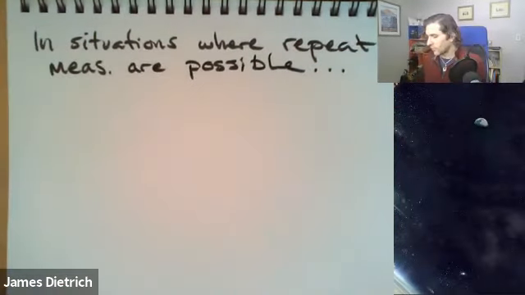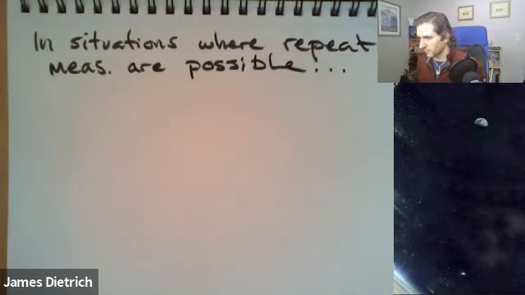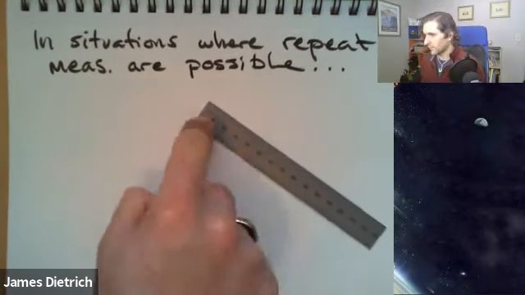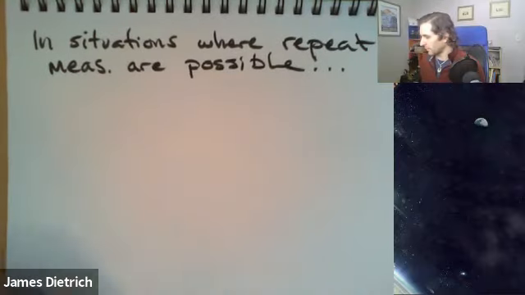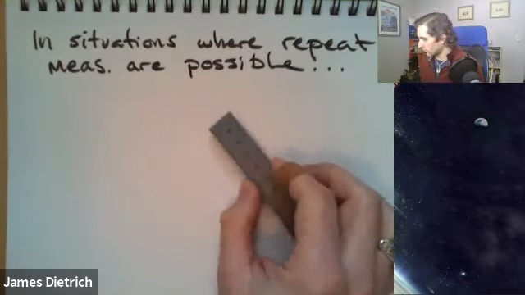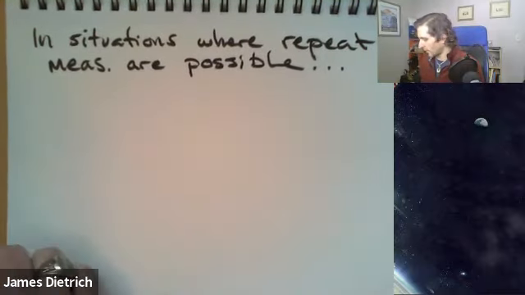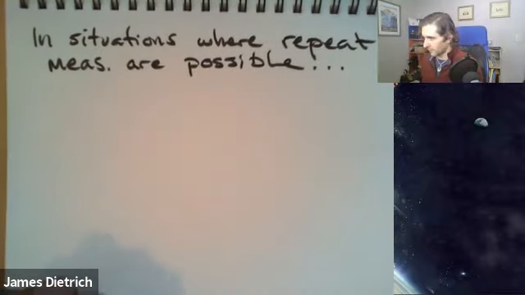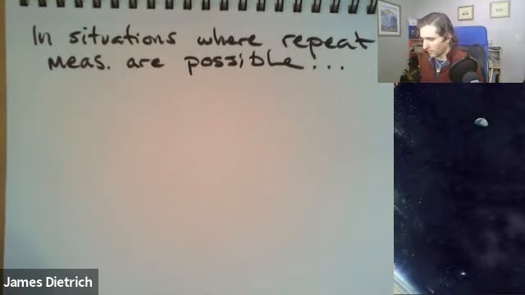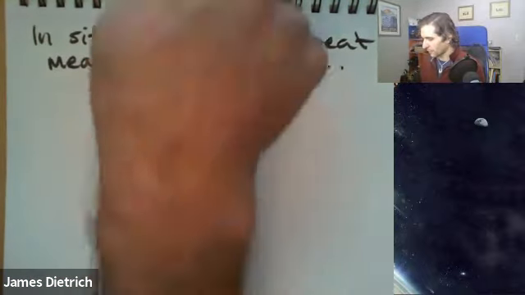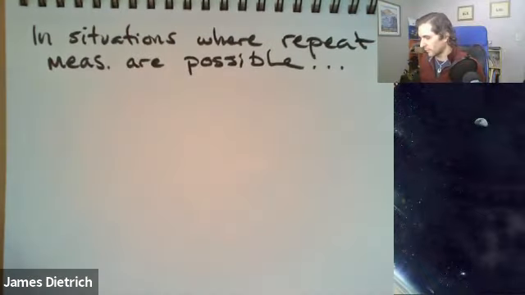In situations where we can do repeat measurements, where we can measure the same distance multiple times, the idea would be: put your ruler down, measure it, take it away, put it back, measure it, take it away, put it back, measure it, take it away. If we can get repeat measurements like that, that's the best case scenario, because that helps us evaluate precision and accuracy better.